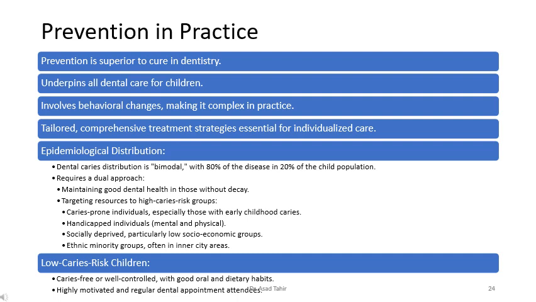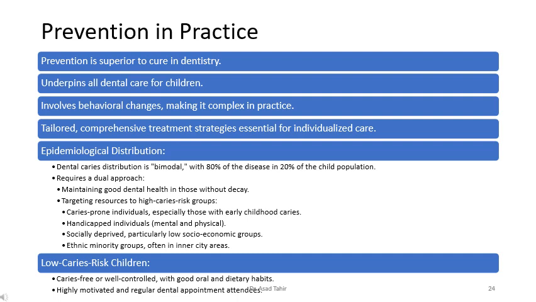Maintaining good dental health: ensuring that children without decay maintain good oral health through regular preventive measures. Target high caries risk groups: directing resources towards high caries risk groups, including caries-prone individuals, children with early childhood caries, handicapped individuals, socially deprived populations, and ethnic minority groups often concentrated in urban areas.